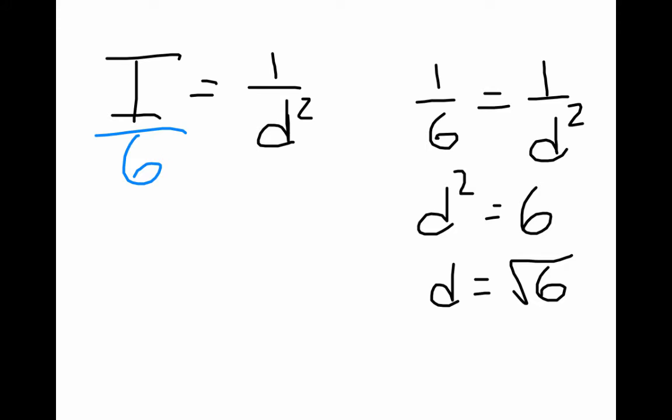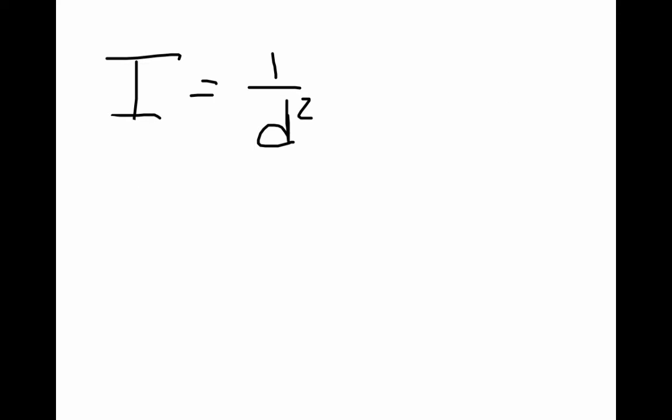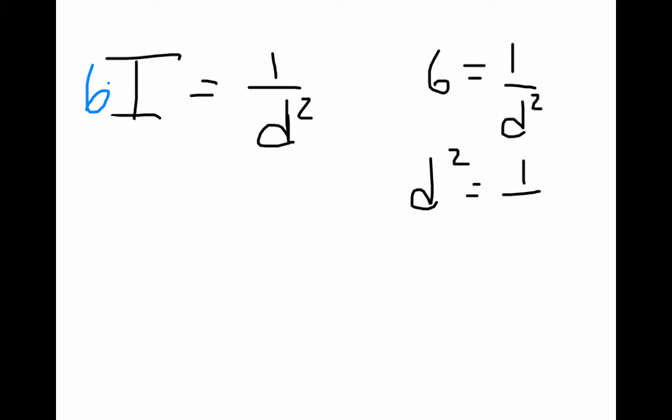If I wanted to increase my light intensity by a factor of 6, that would be multiplying this intensity by 6, which means that your formula would change just slightly and you'd be left with 6 equals 1 over d squared, which means that d squared now would equal 1/6, and you'd have to square root both sides to figure out what distance you'd have to get to make your intensity go up. You'd have to get closer to the object, but how much closer we can do with our math.